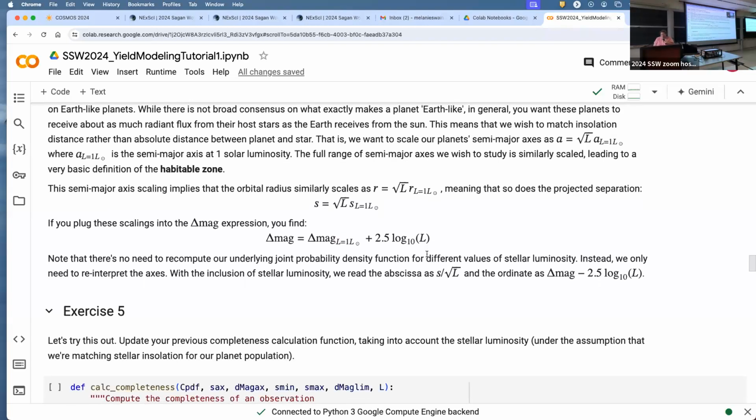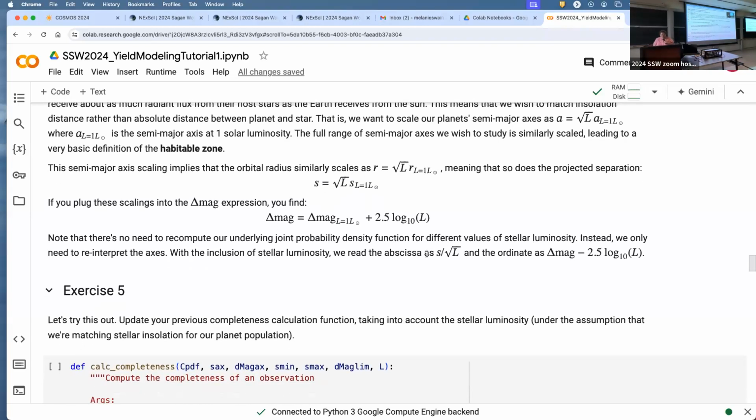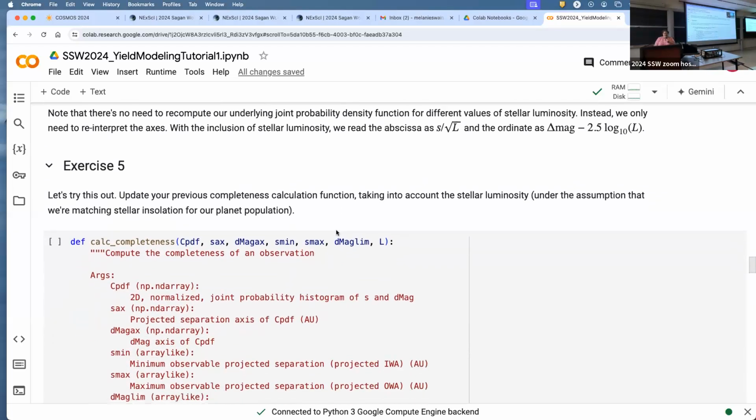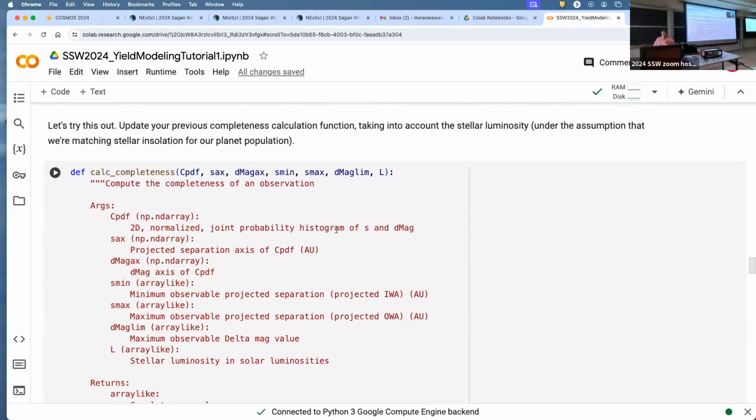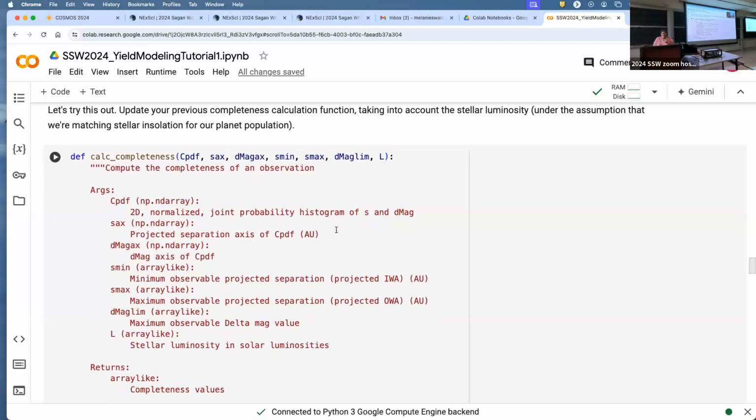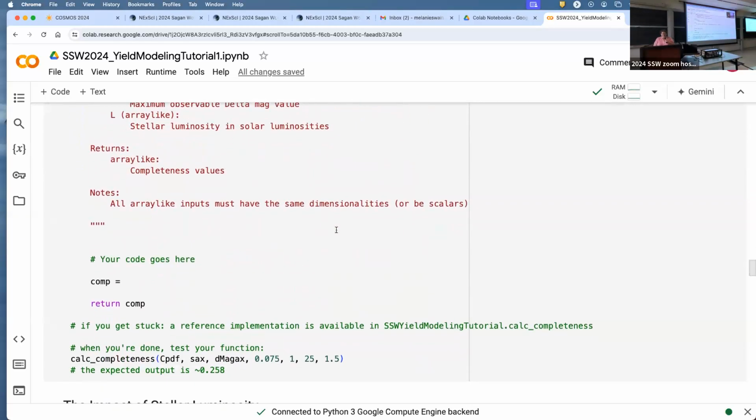Okay, and so the way that we're going to do that is that, so now we have to scale both the X and Y axes. For the separation, we're going to adjust the separation to be divided by the square root of L. And then the Y axes, we're going to do this delta magnitude offset that we just looked at up here. And that brings us to exercise 5. So you can update your previous completeness calculation function, and now we can add stellar luminosity to it.